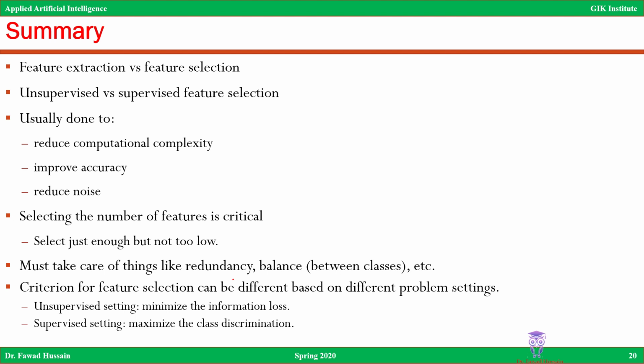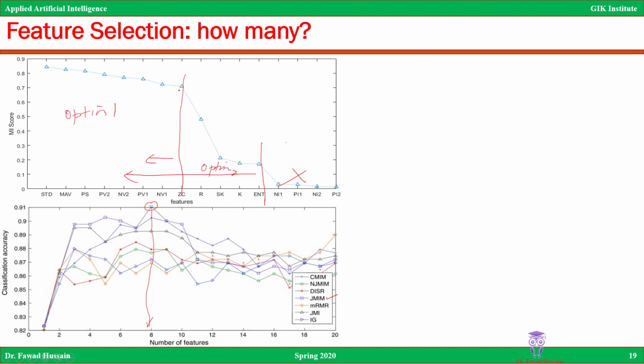And why do we do that? It's usually done to reduce the computational complexity. The size of the matrix will reduce, the accuracy will improve, and the noise will reduce. And how do we select? We can plot the graph and select enough but not too low. So I'll first try with 7 or 8 and see if it works. If it doesn't work, only then I will go for the 9th, 10th, 11th and 12th. But if it works, I will keep it at 8.